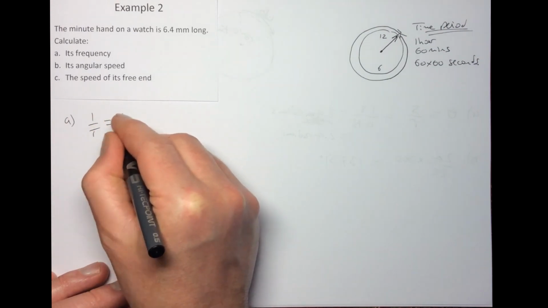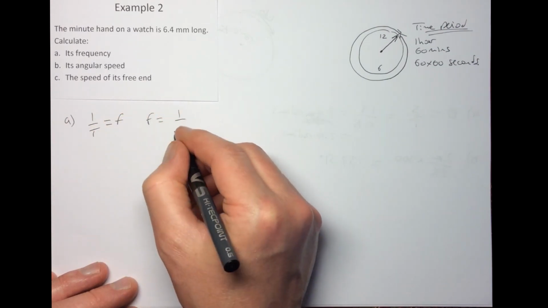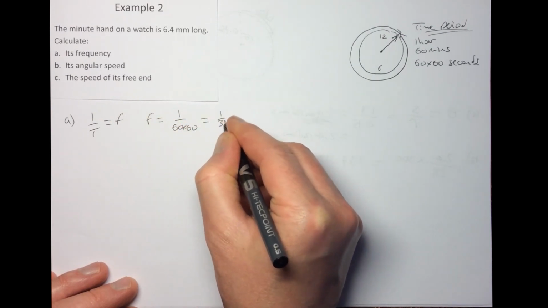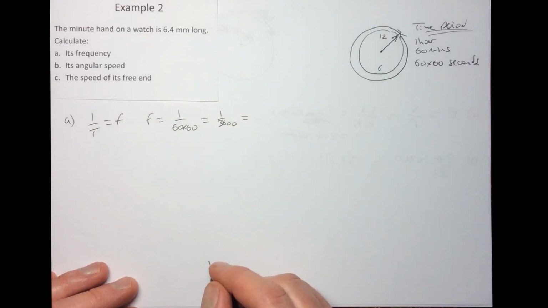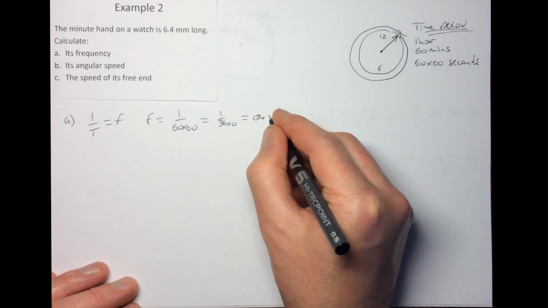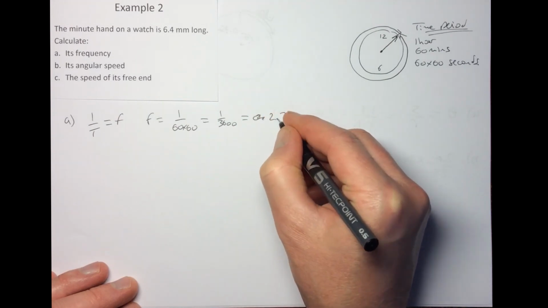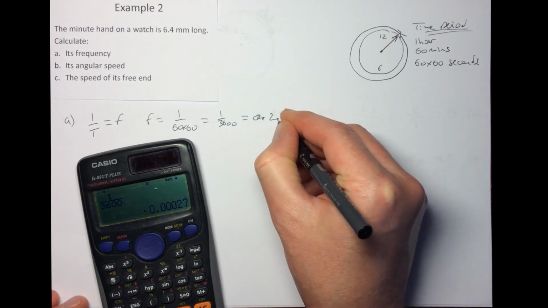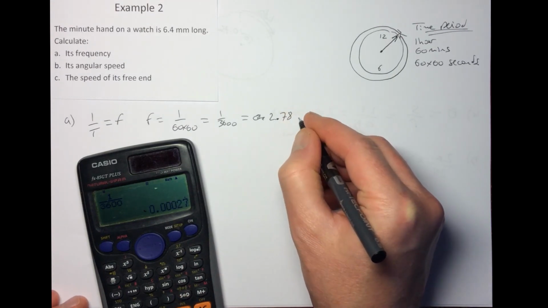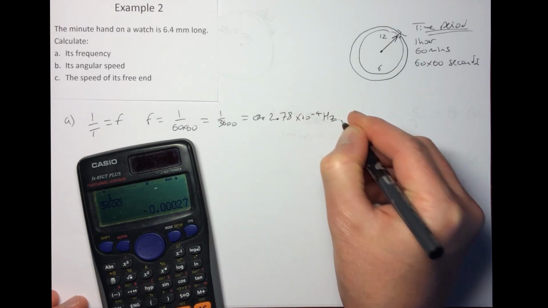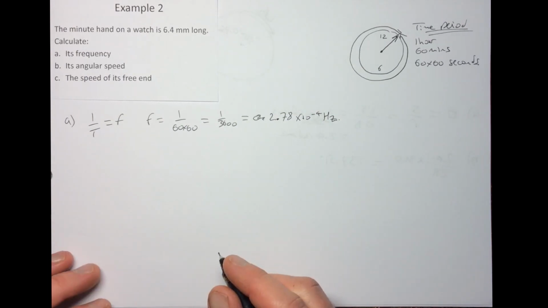1 over T is equal to the frequency, so the frequency is equal to 1 over, we want this in hertz, so we need to get our time in seconds, so 1 over 60 times 60, so 1 over 3,600. Hang on, let's get this right. Is it 2.7 recurring? 1 divided by 3,600. So it's 2.78 times 10 to the minus 4 hertz.